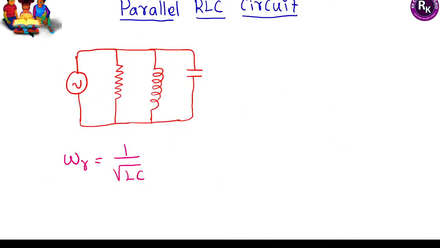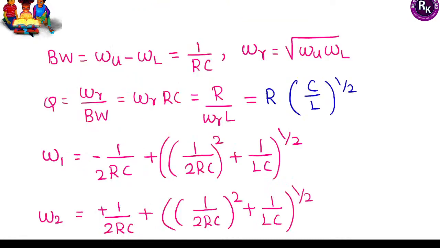Next, for parallel RLC, similarly we have to consider the resistor, inductive reactance and capacitive reactance in parallel across the supply voltage. This is the formula for the resonant circuit. And here, as usual, this is the bandwidth formula, resonant frequency, and quality factor.